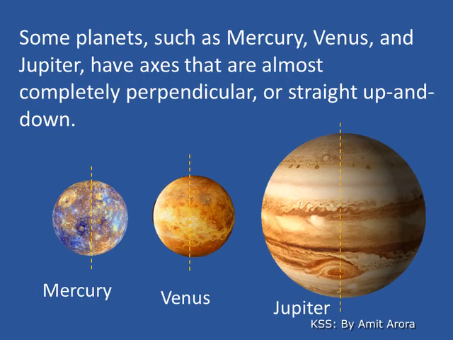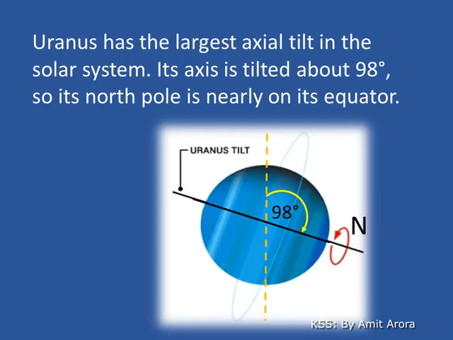In some planets such as Mercury, Venus and Jupiter, they have axes which run straight up and down and there is no tilt. Uranus has the largest axial tilt in the solar system. Its axis is tilted about 98 degrees, so its north pole is nearly on its equator.